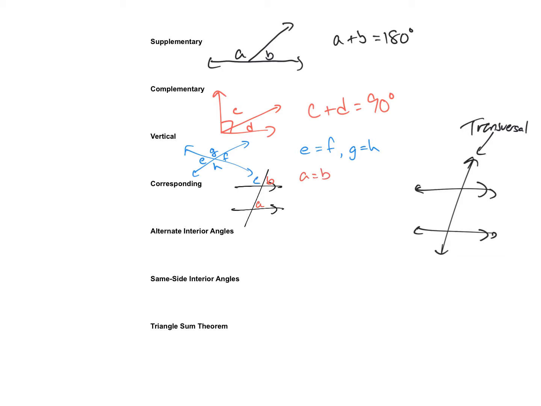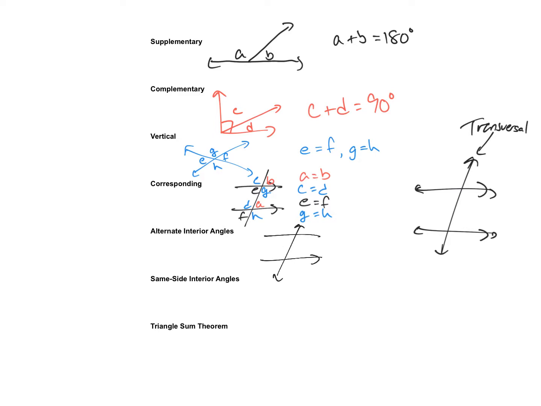We have angle C and angle D. We have angle E and angle F. And we have angle G and angle H. So all of these, in this one diagram, are considered corresponding angles.